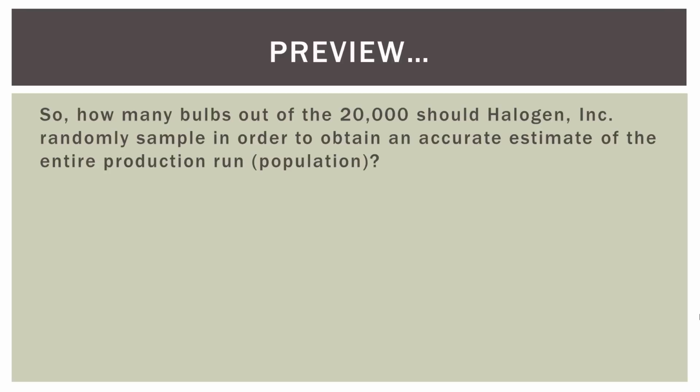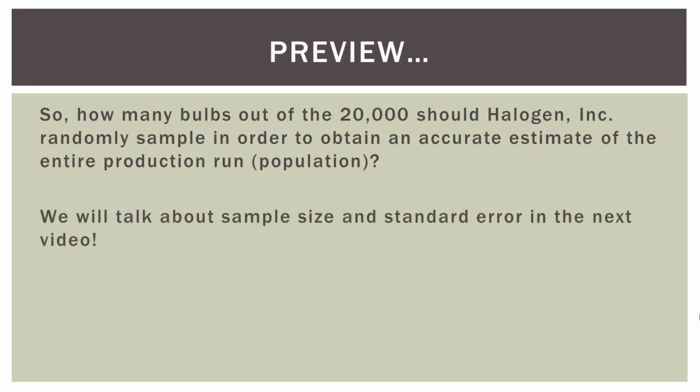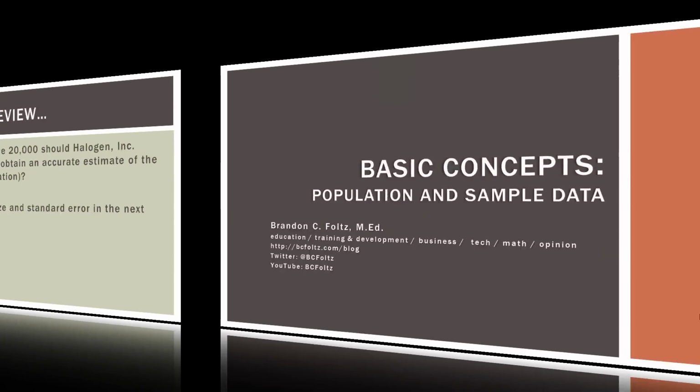All right, so we're just about done with this video. So, how many bulbs out of the 20,000 should Halogen randomly sample in order to obtain an accurate estimate of the entire production run, which is the population? They're going to take a sample of bulbs to test. Question is, how many? And of course, we're not going to talk about it in this video. We're going to talk about sample size and standard error in our next video.